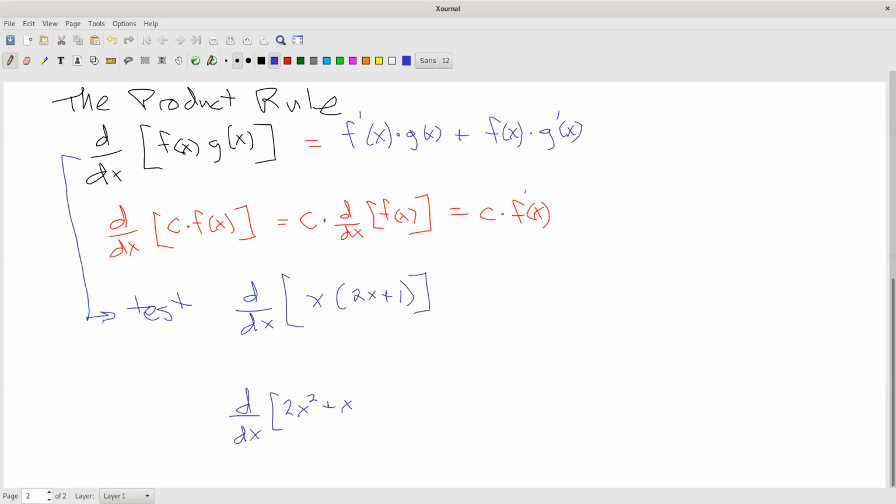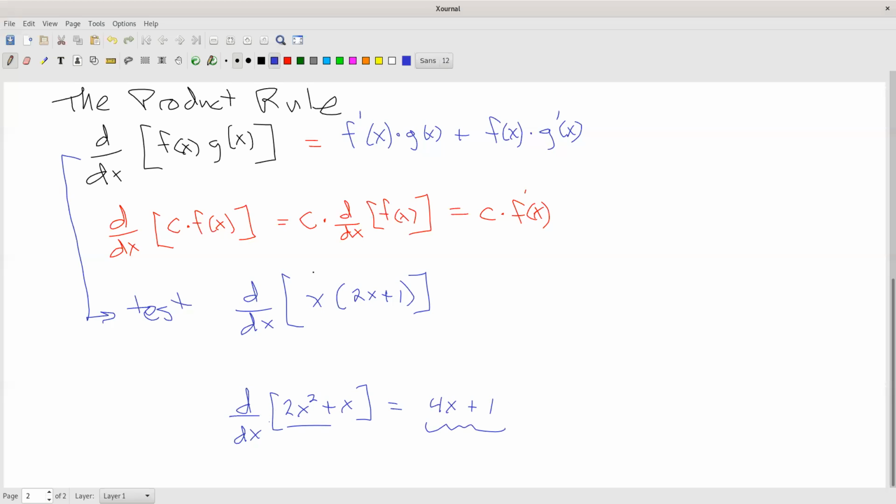And based on our work with polynomials and the sum and power rules yesterday, we know that the derivative of x squared is 2x, times 2 is going to give me a 4x. And then the derivative of 1x is just 1. Right? So in this form, I learned yesterday how to take the derivative. I'm going to apply the power rule to this.